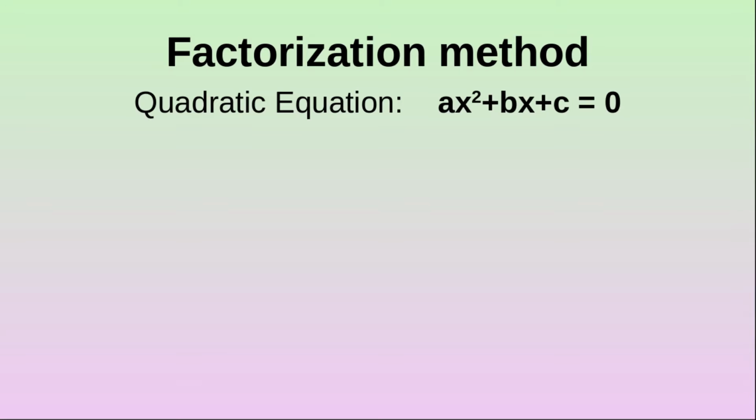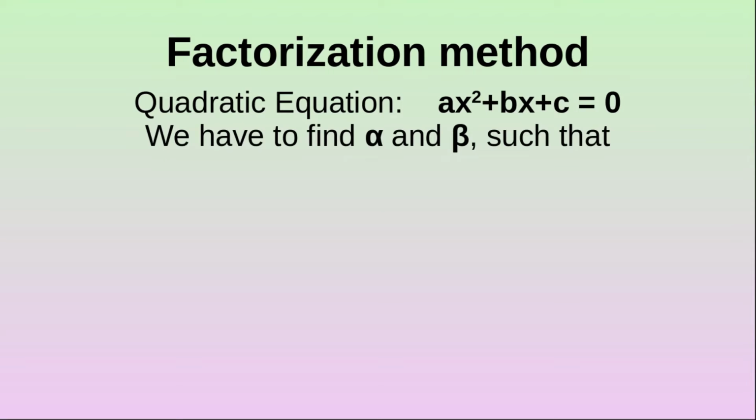Now, how to find the roots of the quadratic equation? Now, there are several methods, but first we will consider the factorization method. Now, in this method, suppose we are having our quadratic equation of the form ax squared plus bx plus c is equal to 0. So, we have to find alpha and beta such that alpha plus beta is equal to minus b, while at the same time we should have alpha beta is equal to ac. Here alpha and beta are the roots of the quadratic equation.